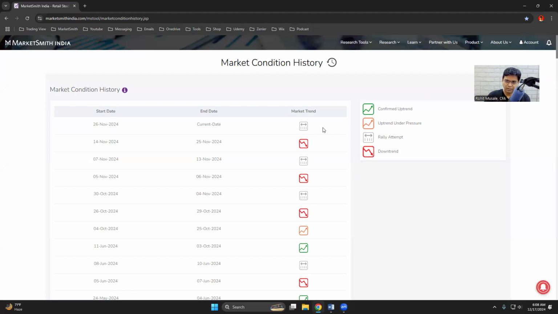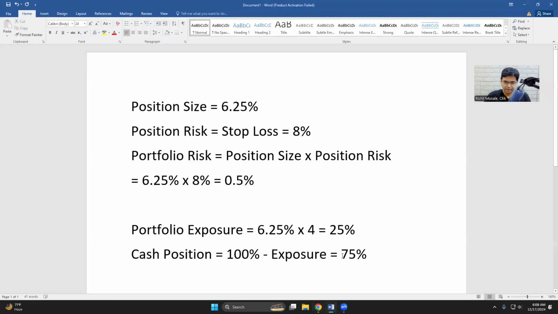Coming back to these four market conditions. In a downtrend, you are not supposed to initiate new positions. In fact, you are supposed to raise cash by selling off your existing position. 50 to 70% of your portfolio should be in cash when the market is in a downtrend. So, in a downtrend, this number should be 50 to 70%. So, your cash position should be 50 to 70% depending on what stocks you have bought in your portfolio, at what level they are from your buy price.